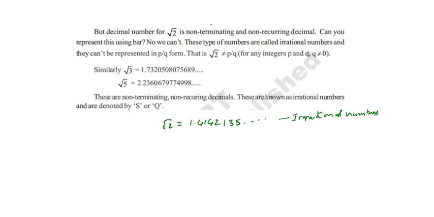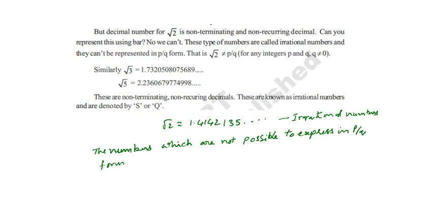That means what is the definition? The numbers which are not possible to express in p by q form are called irrational numbers.